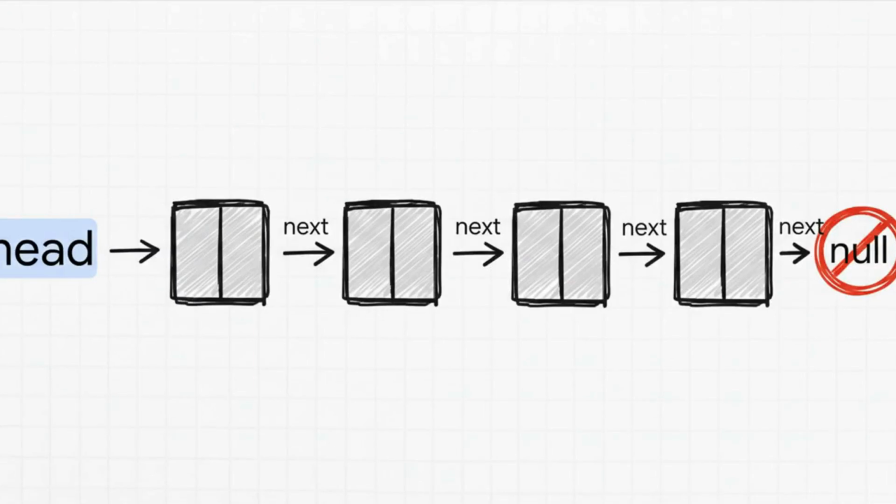And the whole thing kicks off with something called the head. That's just our starting point, a pointer to the very first node. From there, it's like a treasure hunt. You just follow the next pointer from one node to the next, and you keep going until you hit a pointer that leads to, well, nowhere. A null pointer. That's the universal sign that you've reached the end of the line.